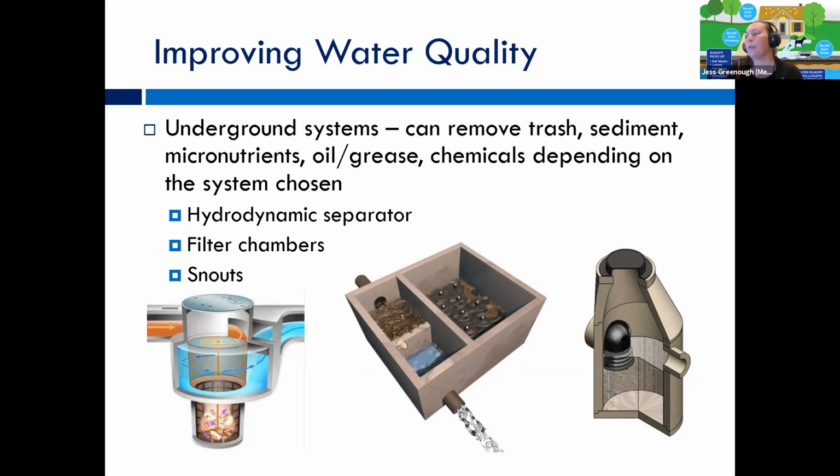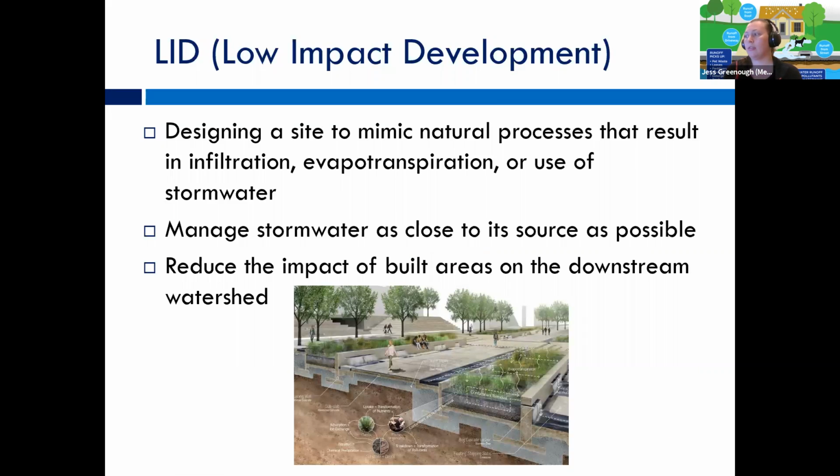And so we've got vortex separators, basically these hydrodynamic systems that just spin really fast, and it lets all the sediment settle to the bottom and all the trash and oil float to the top and cleans the water that way. There's systems with chemical filters on them that pull all the micronutrients out and sediment sinks to the bottom. So lots of different options for improving the quality of water on your site.